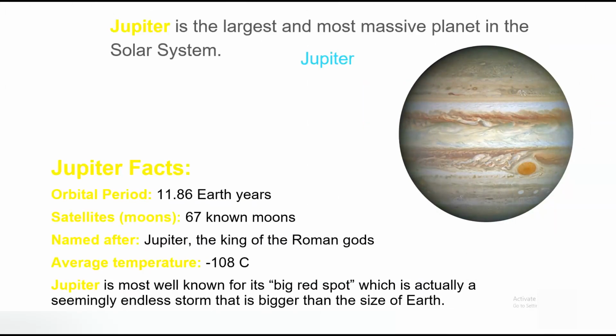Now we're into the gas giants. Jupiter, the largest and most massive planet in the solar system. For one orbit, it takes 11.86 Earth years. Negative 108 degrees centigrade. Now on the picture you can see it's got a big red spot. It's actually an endless storm that is bigger than the size of Earth.